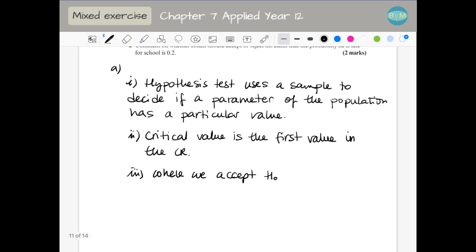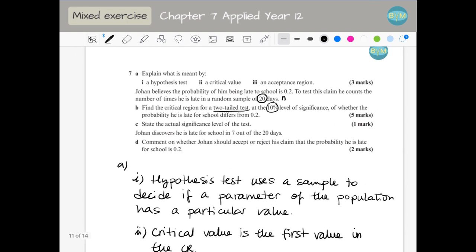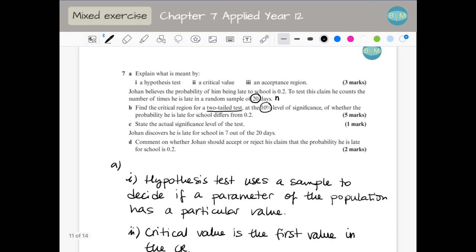So our hypotheses, they don't ask us to write them, but I will always write them. H0: probability is 0.2. H1 is going to be different. We are checking if the probability is different. If this is true, X is going to be a binomial, X meaning the number of times that he arrives late to school, 20 because he checks 20 days, 0.2. And then we have to find the critical region.